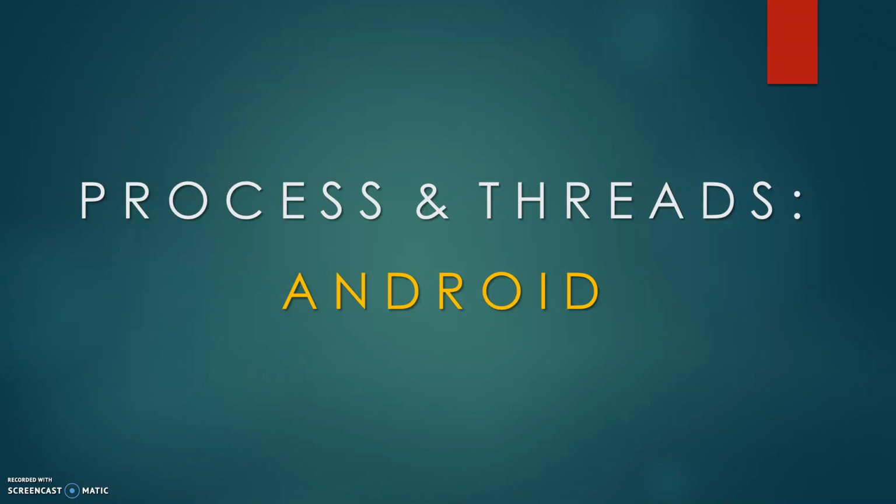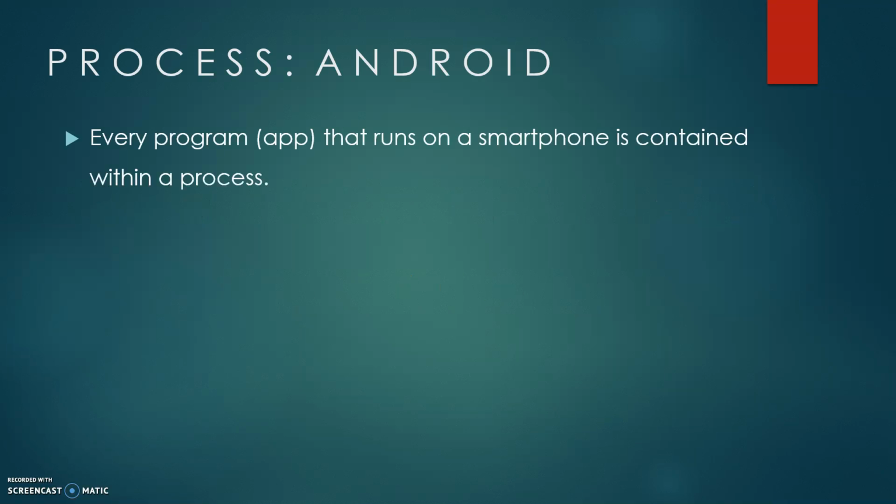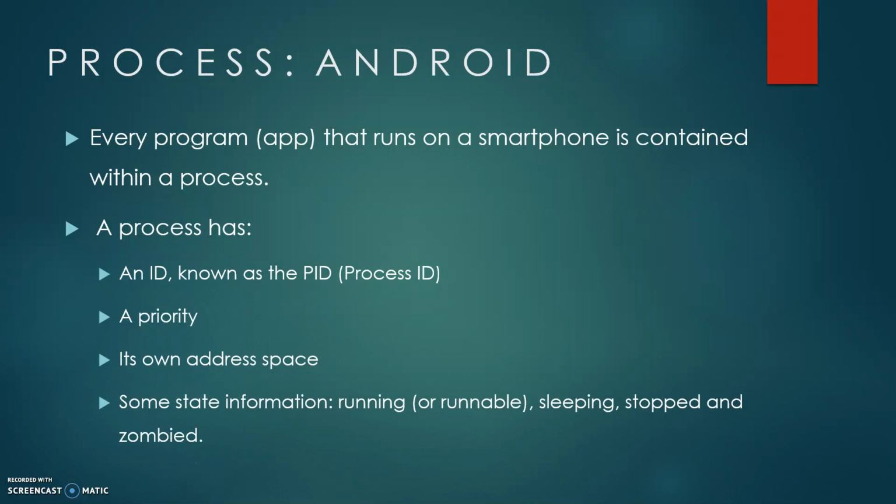Next, in Android, every program, which is your application on any Android mobile that runs on a smartphone, is contained within a process. A process has an ID known as the process ID, short form PID. It has a priority. It has its own address space. It has some state information, either running, sleeping, stopped, or zombie.